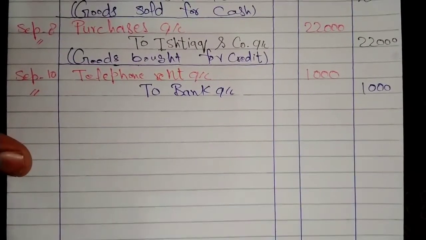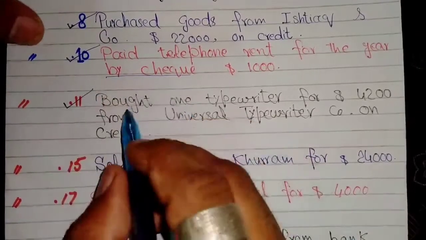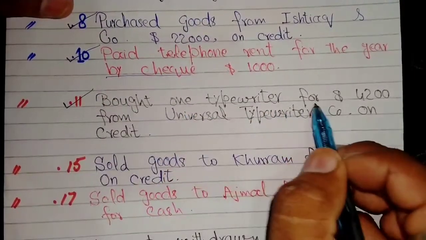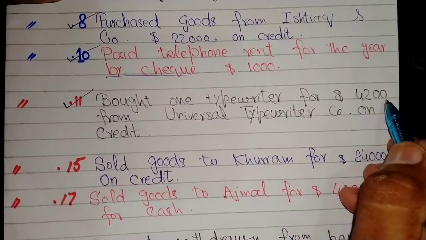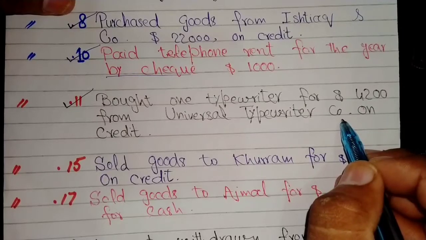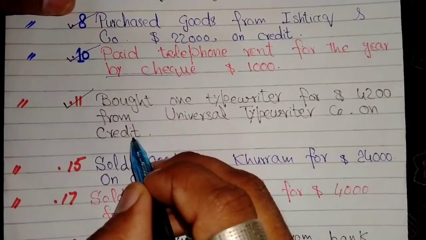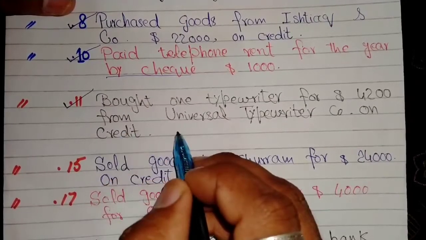Simple. Next transaction dated September 11th: bought one typewriter for $4,200 from Universal Typewriter Company. This is the supplier of the typewriter, for on credit or on account basis. The statement is clear here.